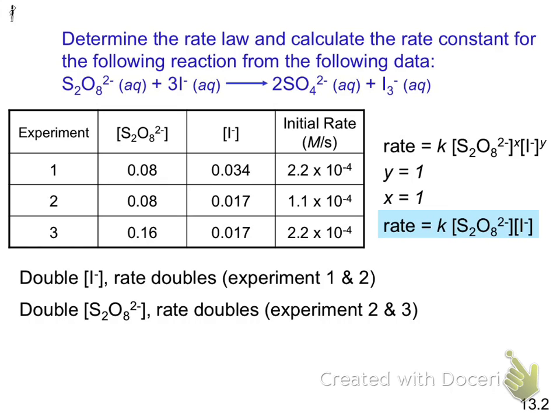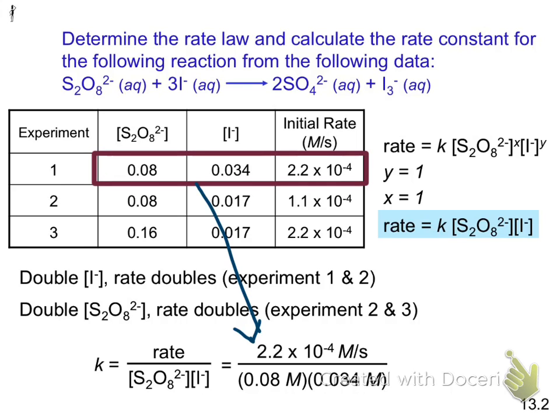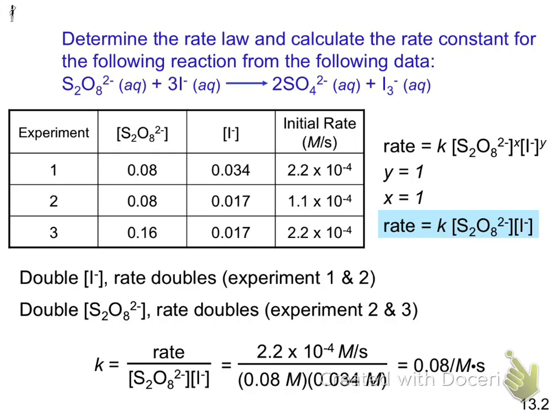So this is what we know so far. Now we need to figure out K. Well, K, remember what this equals. K equals the rate divided by the concentration of S2O8 times the concentration of I negative. Well, here's all we got to do. Let's just pick something we like. Let's say we like this top one, right here. We're going to take all those numbers and plug them into that equation. You can see that those numbers are the numbers that are plugged into this equation. So if you equal that out, you're going to find a rate constant K of 0.08. There it is. That's your rate constant K.